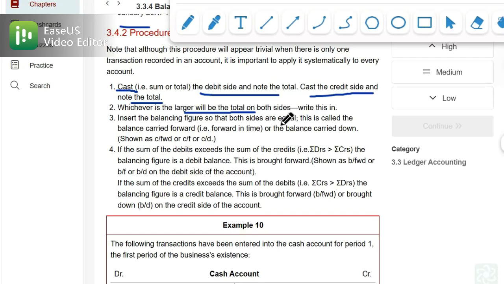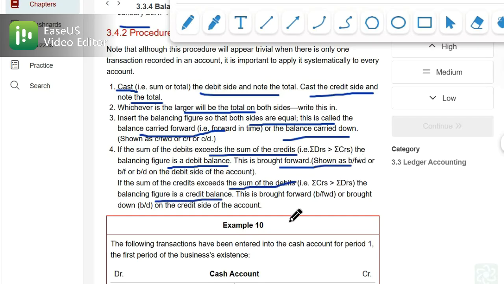Insert a balancing figure so both sides are equal, and that is called balance carried forward or balance carried down. Now determine the type of balances. If the sum of the debits exceeds the sum of the credits, as we have discussed earlier, the balancing figure is a debit balance, and this is brought forward, so I'm showing this one. If the sum of the credits exceeds the sum of the debits, that will be the balance on the credit side.